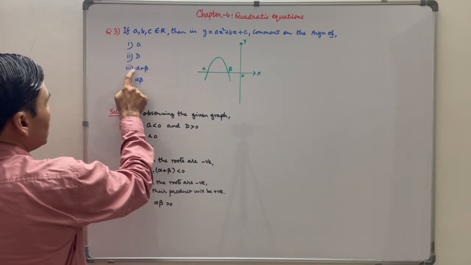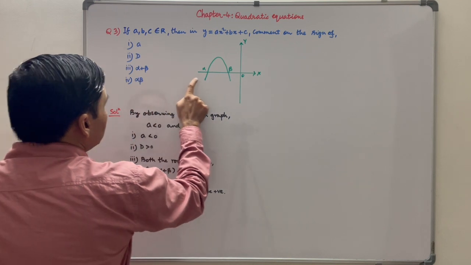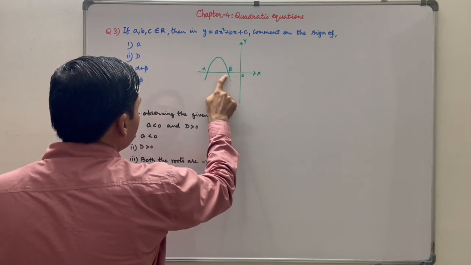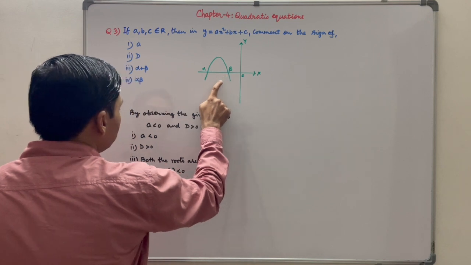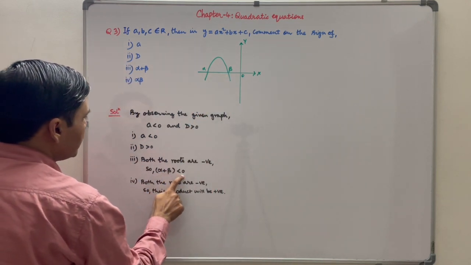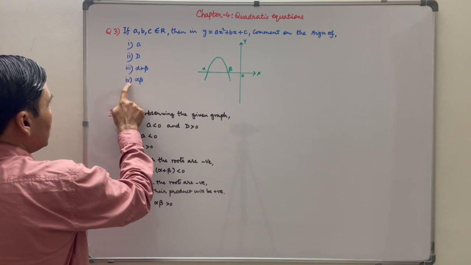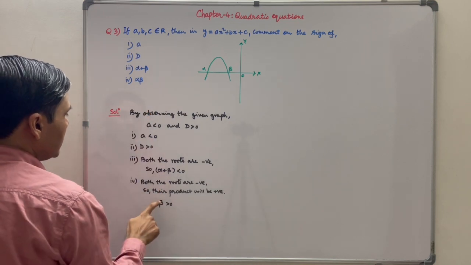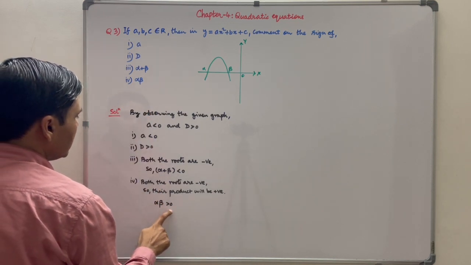Third part, sign of alpha plus beta. Here both the roots alpha and beta are negative, so their addition will be negative. That means alpha plus beta is less than 0. Sign of alpha beta: since both the roots are negative, their product will be positive. So we can say that alpha beta is greater than 0.